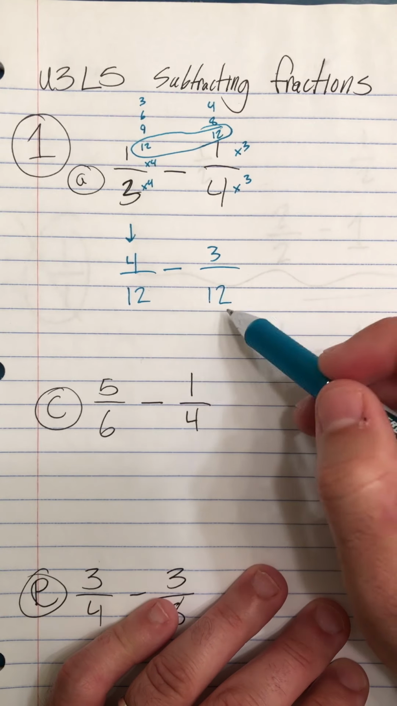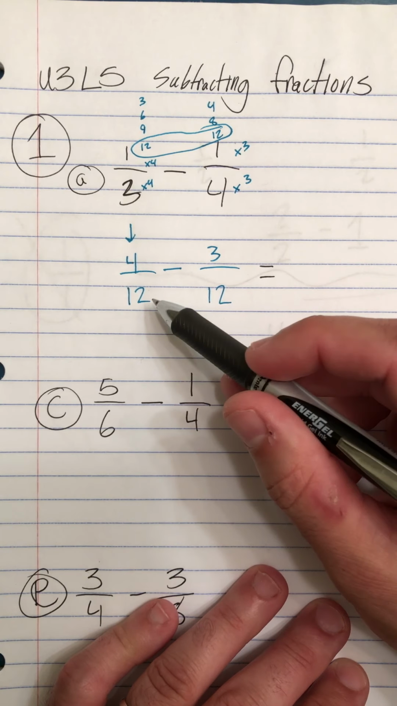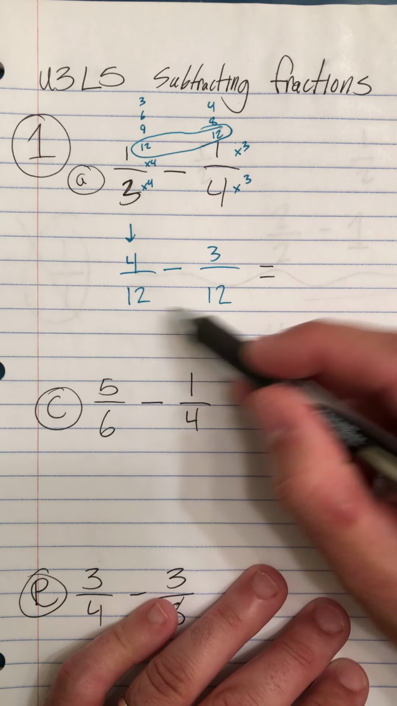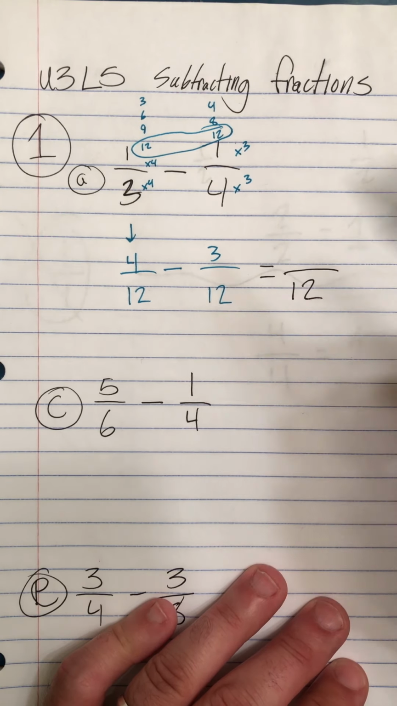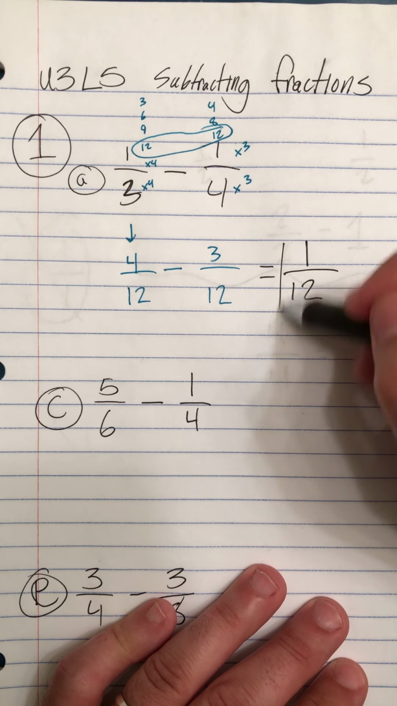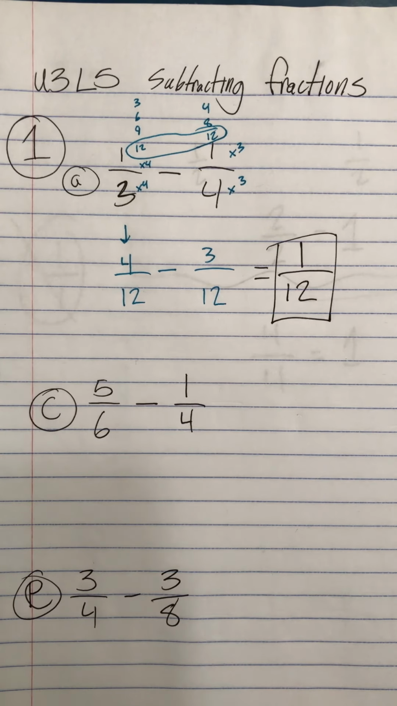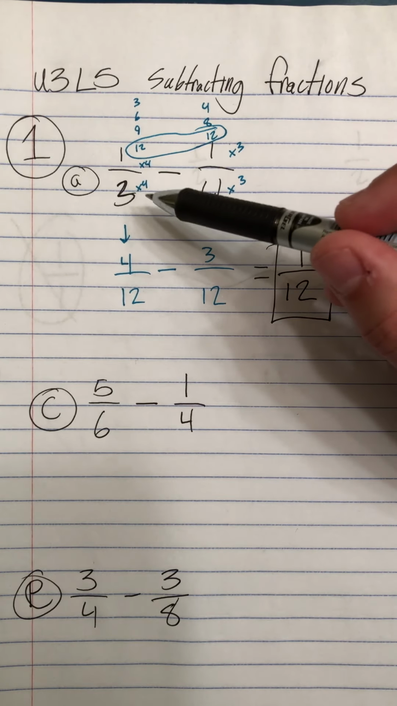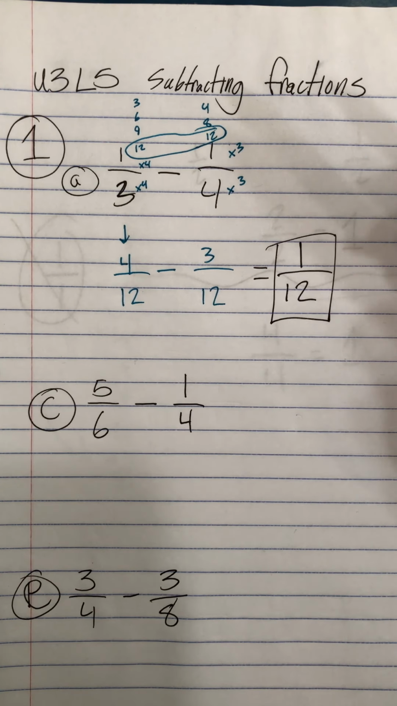Okay, now that we have the same denominator, this should go really easily. Kind of like when we add fractions together, the denominator, if it's the same, remains the same in the answer. So it's all over 12. 4 minus 3, relatively easy, right? Just 1. So your final answer for this problem would be 1/12. Okay? So again, ladies and gentlemen, you have to get the denominators the same, and then once they are, you can easily do the problems.